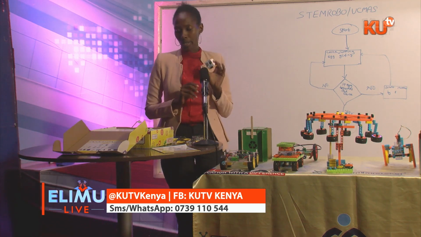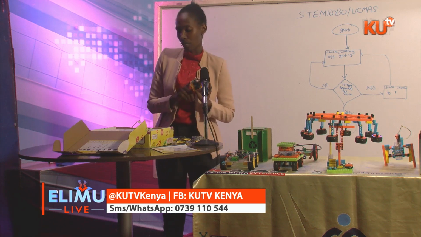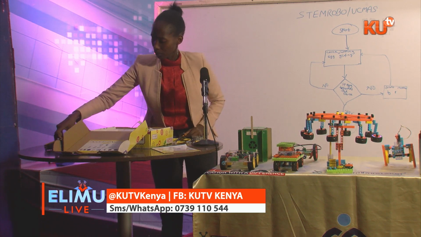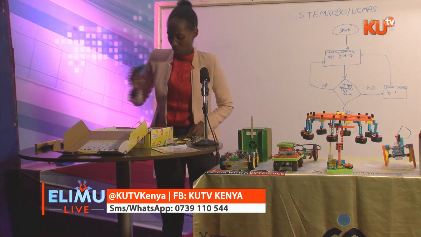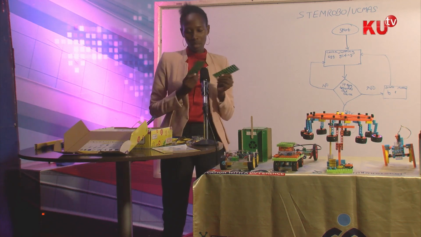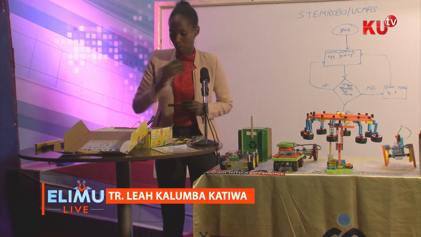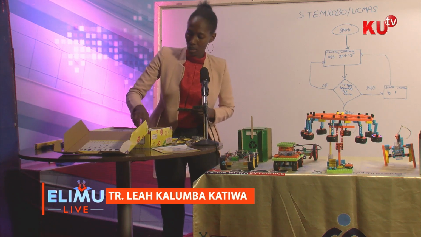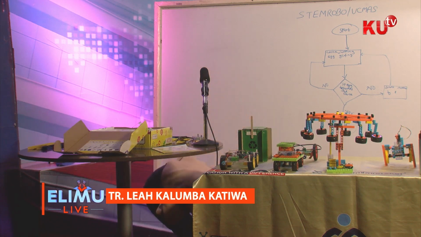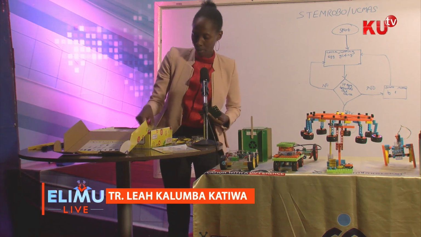This one we call a power distributor. This is where the power is distributed to the motors to give the motion. These ones are called the medium plates. Then we have the small plates here. This one is a motor. We are going to be using them. Sorry, we're going to be using two motors here.